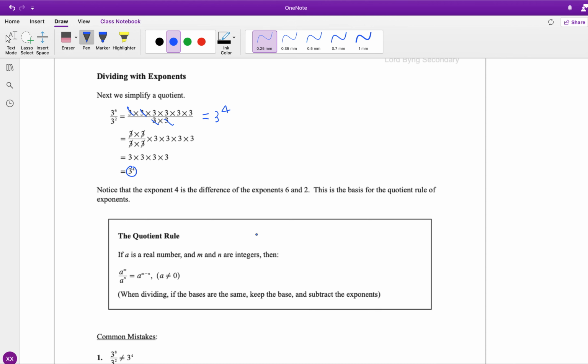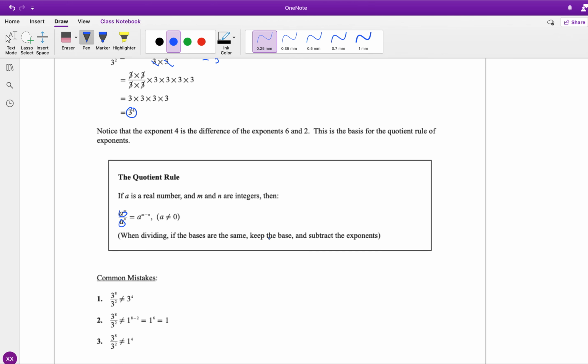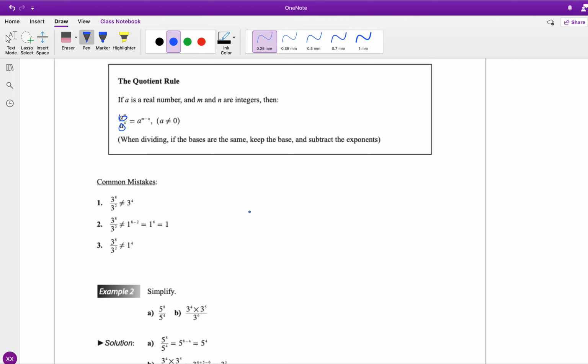All right. Now the base, of course, does not equal 0. Then same base, A, and m subtract n. Now quotient means dividing.